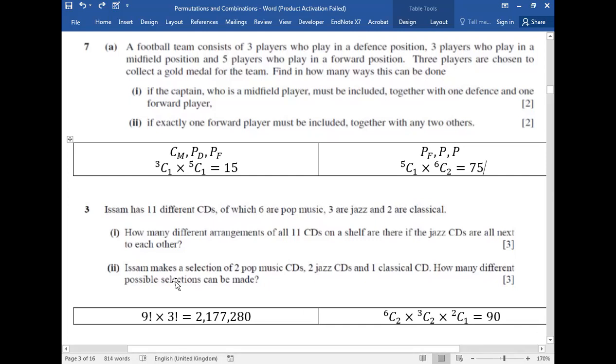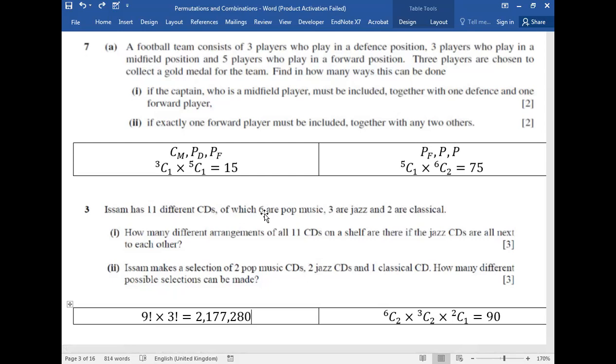Then Sam makes a selection of 2. Select कर रहा है. The question says so. Sam makes a selection of 2 pop music CDs, 2 jazz CDs, and 1 classical CD. How many different possible selections can be made? 2 pop music CDs from all 6 unique. Please be careful before using C and P. Be clear about it because उसमें unique होना जरूरी है, वरना you have to make cases on your own.